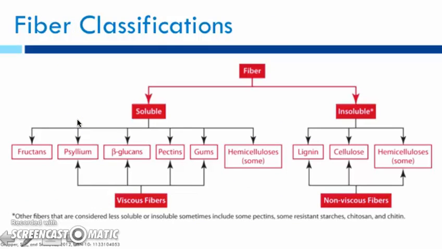You can see this breakdown classification of the soluble and insoluble fibers in this diagram, with the soluble fibers consisting of fructans, psyllium, beta-glucans, pectins, gums. Insoluble fibers are lignin and cellulose. Hemicellulose can be classified as both soluble and insoluble.